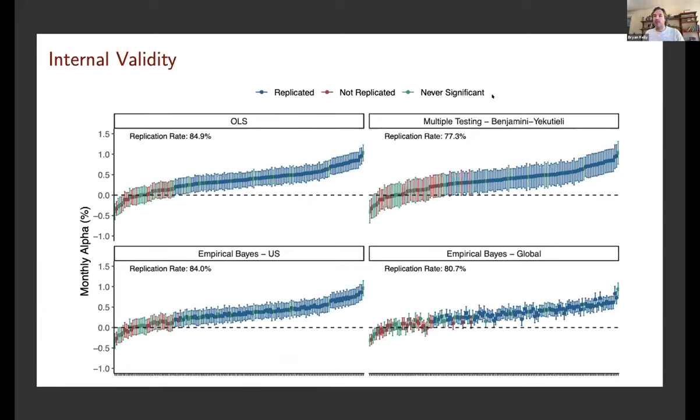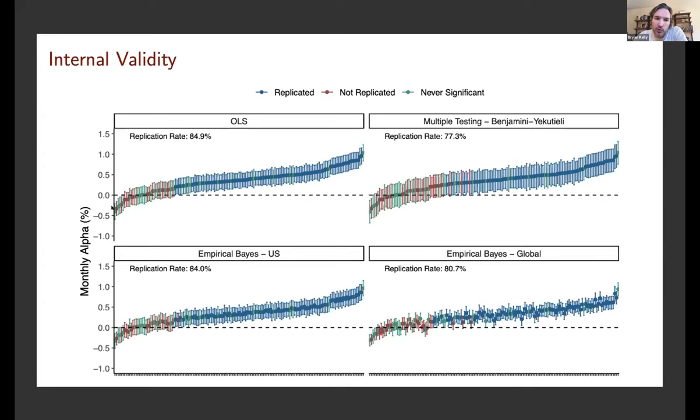This is more to think about the internal validity of the paper, because I'm looking at just US versions of these factors now. So let's focus on the upper left. I've arranged the factors from the smallest OLS estimate all the way to the highest. And we have a couple different types of factors. I mentioned we have some factors that were never significant in the original studies.